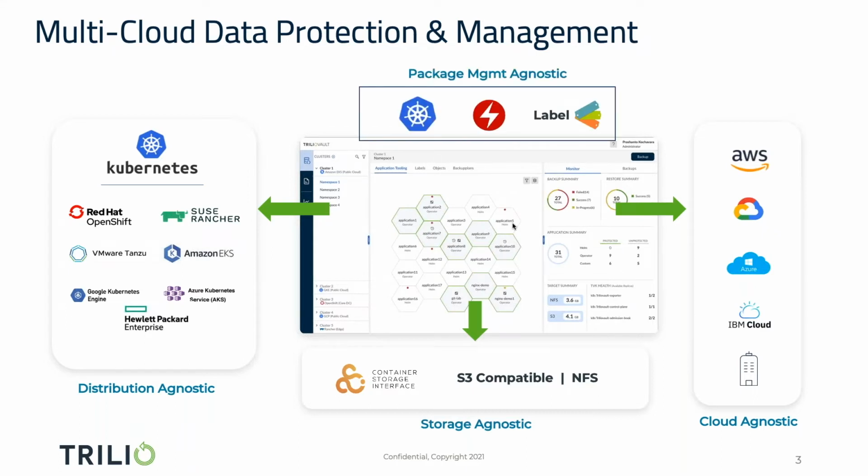And then finally, your applications themselves may be packaged in different formats. You may be managing your applications by namespaces, or segregating them by labels, or using Helm charts or operators to manage your overall application workload. Trillio supports all of that. Not only can we capture your applications by namespaces or by labels, but we provide native integration to protect your Helm charts and your operator-based applications running in your environment.